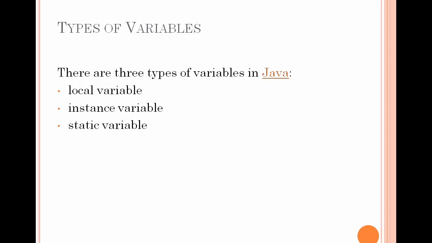The next variable is instance variable. A local variable has to be declared inside a method. An instance variable has to be declared outside the method, but inside the class. So a variable declared inside the class but outside the body of a method is called an instance variable. This also must not be declared using the static keyword.